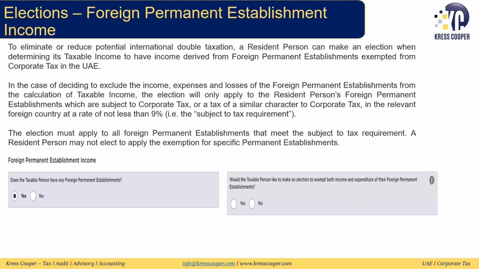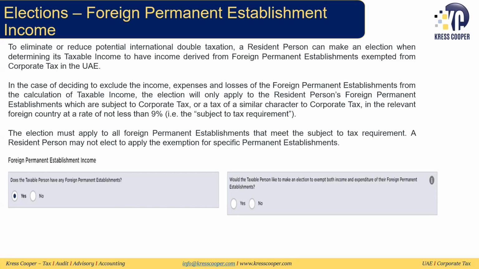Then under the elections, we have the last election, which is for foreign permanent establishment income. So only if you have a foreign permanent establishment, if a resident person has a foreign permanent establishment, then, just to reduce the potential international double taxation, what they are asking is that, because you're already going to be taxed in that foreign jurisdiction as well, you can make an election to have the income and expenses excluded from your income and expenses for UAE corporate tax purposes, and to have this exemption.